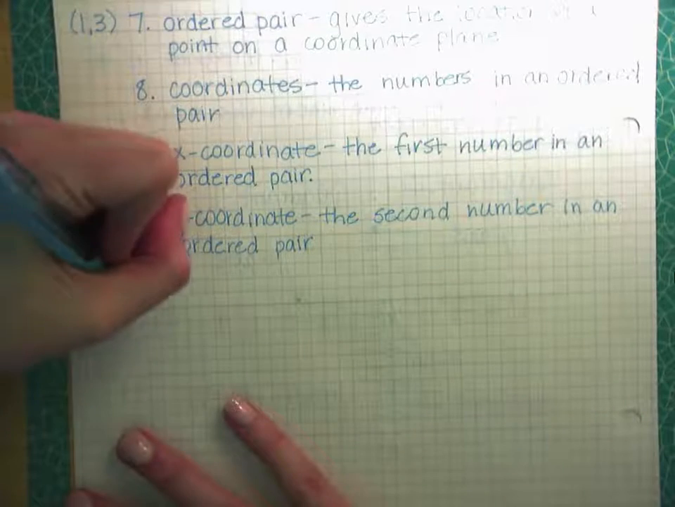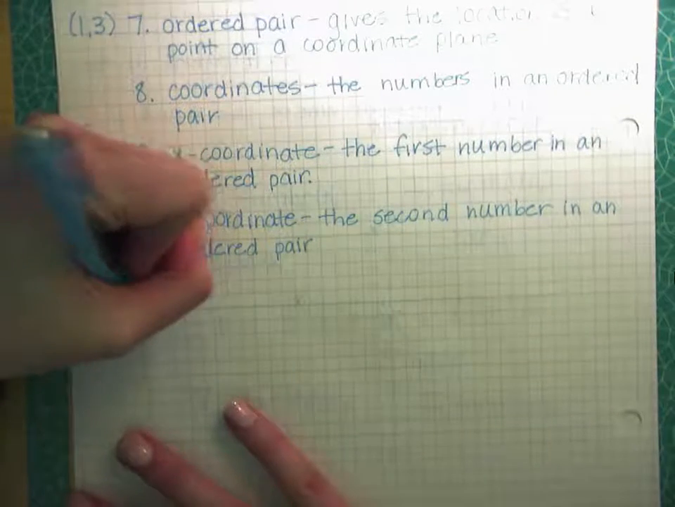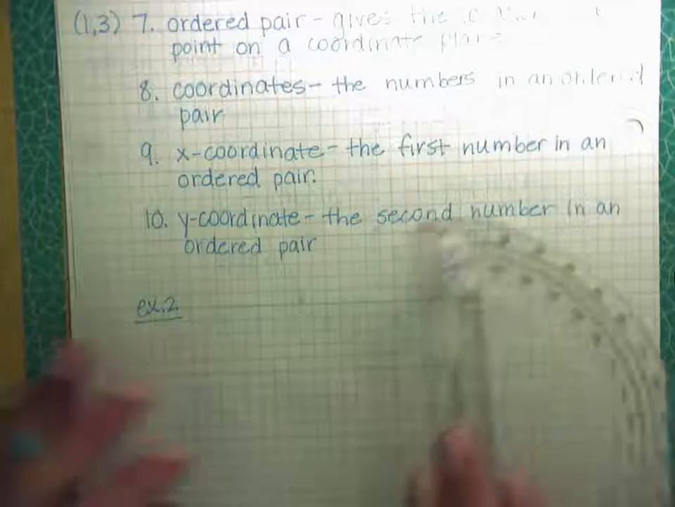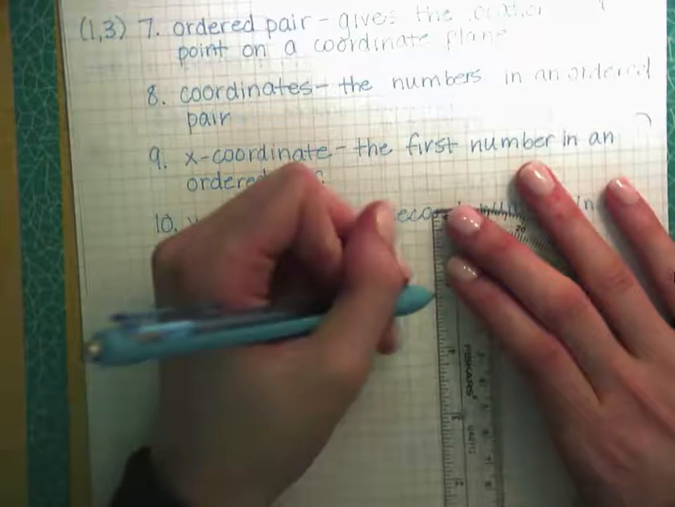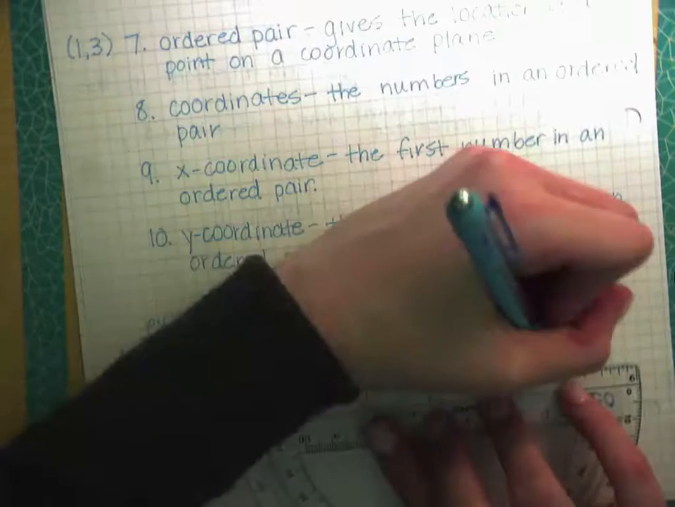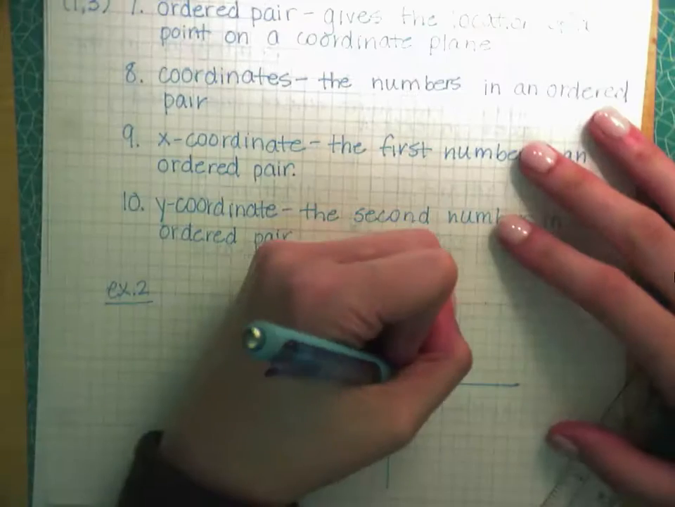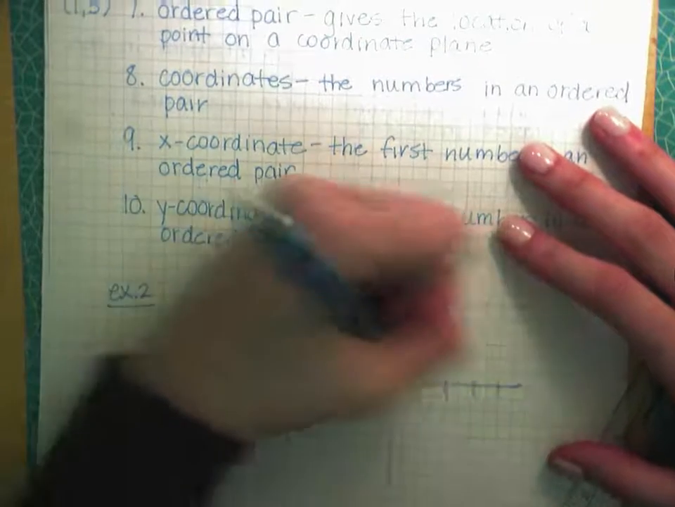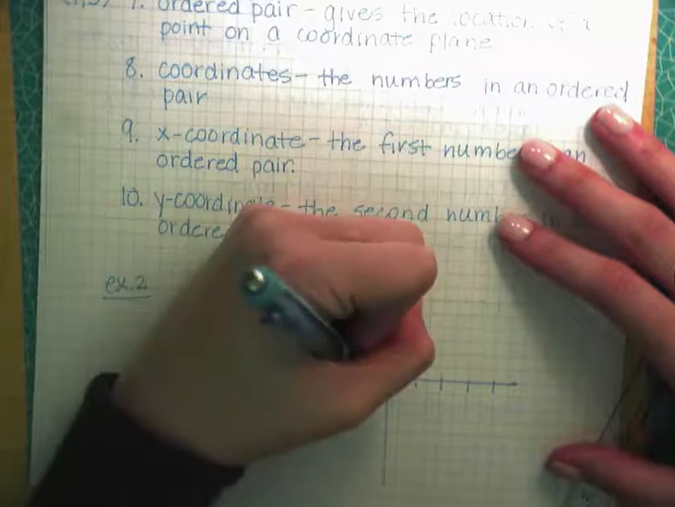All right, so the next thing we're going to do, I'm going to, again, just draw a really quick, really sloppy coordinate plane. And I'm going to plot some points, and we're going to figure out what their coordinates are.